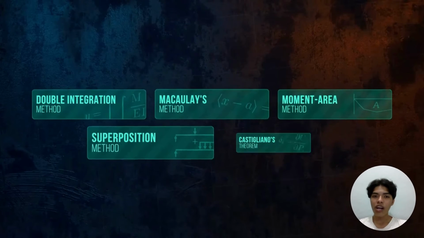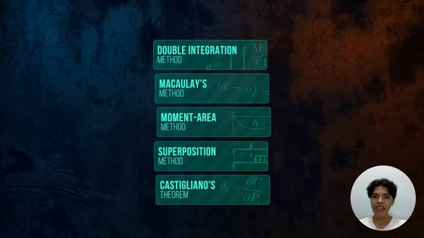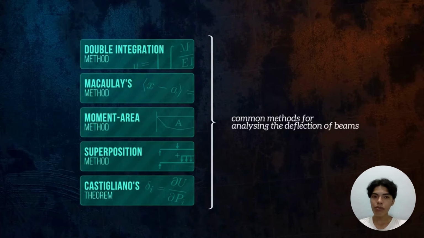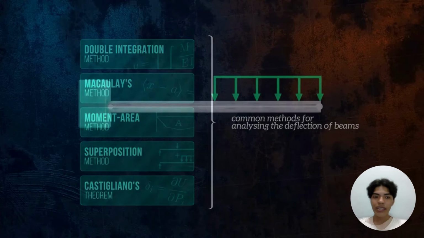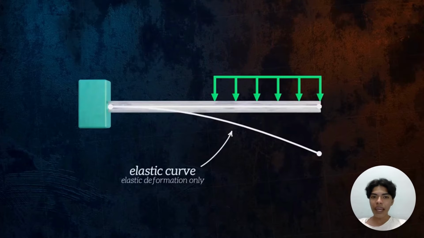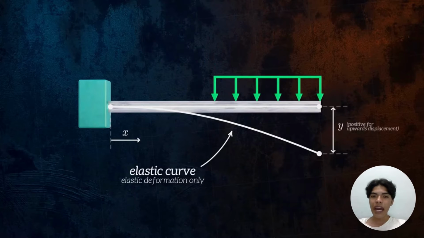There are 5 more common methods. All of these methods make the same important assumption, which is that deflections are small and stresses remain in the elastic region. For this reason, the deformed shape of the beam is called the elastic curve. We can define x as the distance along the axis of the undeformed beam and y as the vertical deflection of the beam. The objective is to figure out how y varies along the length of the beam.